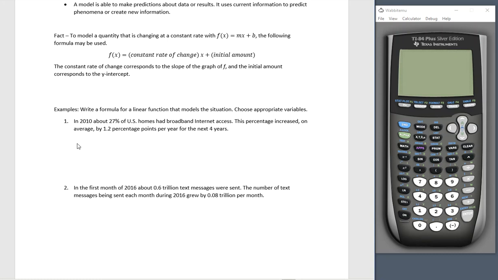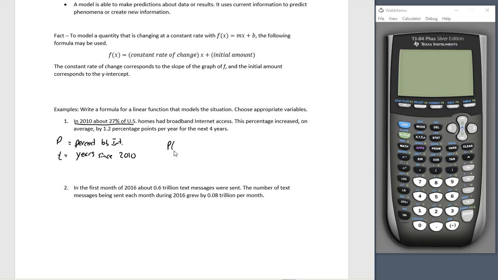So I look at, let me see, we have percent of broadband internet, and we also have the number of years. We're looking at a year, 2010, and we have 4 years. So let's make t be the time in years since 2010, because this is a good starting point. And let's let p be the percent of broadband internet access.